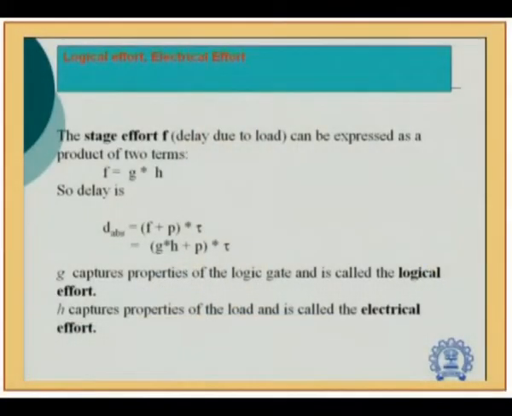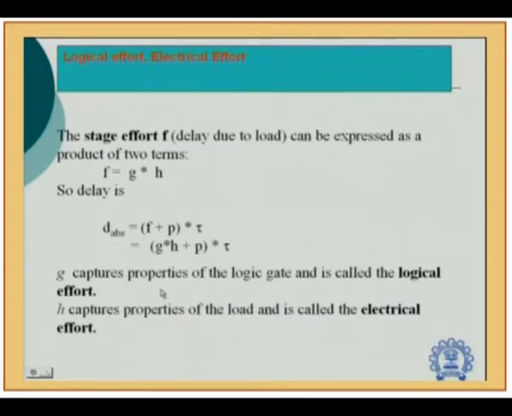Now the stage effort F, which we say is a delay due to the load. The driver is seeing a load and I am looking for the effort required to charge that capacitance in the same time. So we say it's a product of two terms, G and H. Then of course, if you are looking for absolute delay, d_abs is F plus P into tau, and since F is GH, this is (GH plus P) into tau.